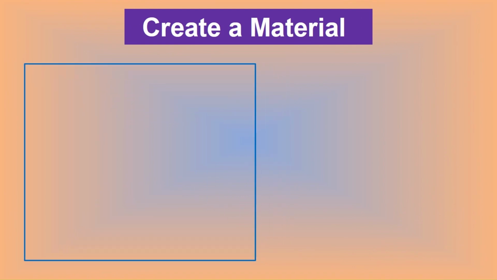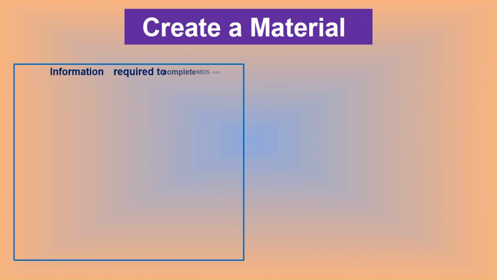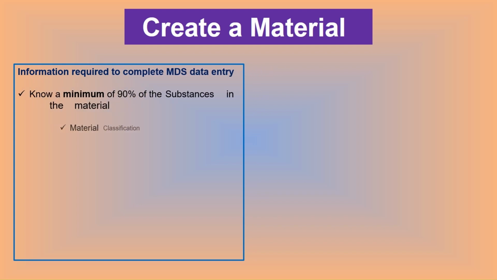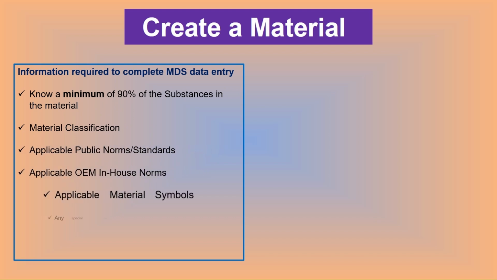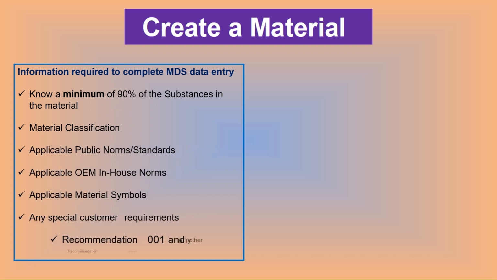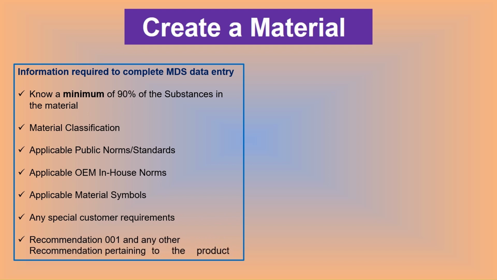Information required to complete MDS data entry in the system is as follows. Know a minimum of 90% of the substances in the material. Material classification. Applicable public norms standards. Applicable OEM in-house norms. Applicable material symbols. Any special customer requirements. Recommendation 001 and any other recommendation pertaining to the product.